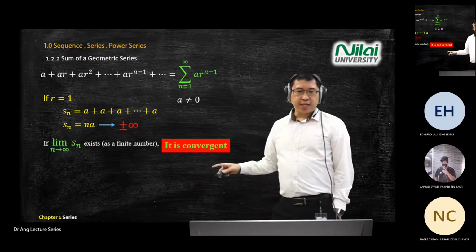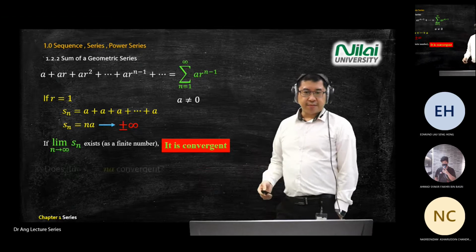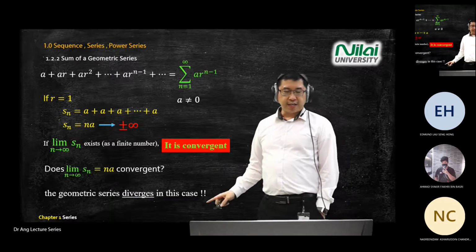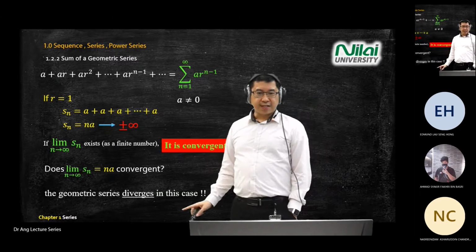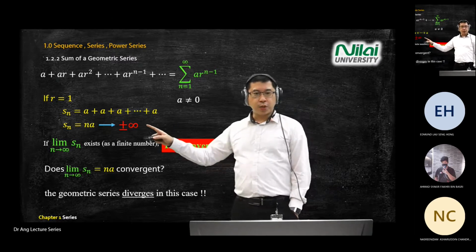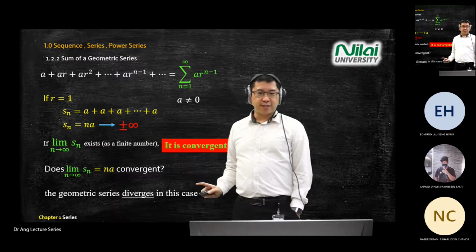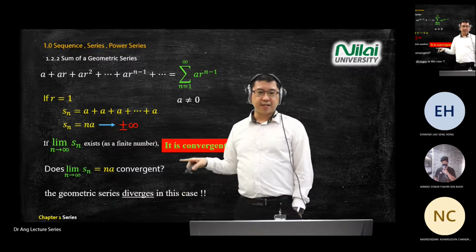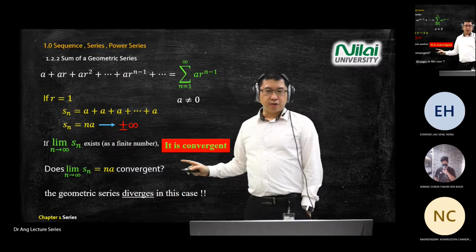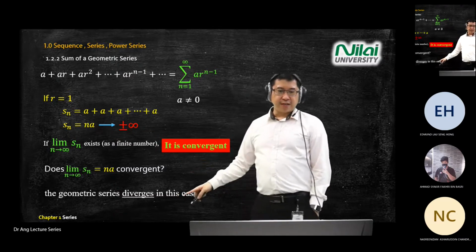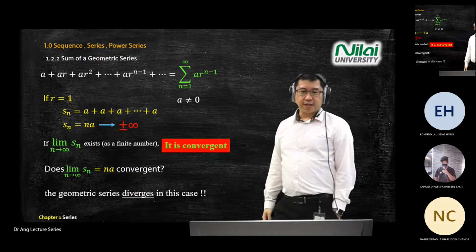Okay, so this one I already explained just now. This slide is basically just to test whether you understand: if you see infinity, does it converge or diverge? Okay, the answer is diverge. If you see infinity, whether positive infinity or negative infinity, you get a divergent series.